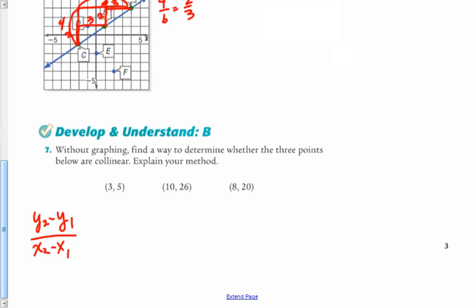And so we're going to check out these points here. So I'm going to use these 2 first. I'm going to do 26 minus 5. I'm going to divide that by 10 minus 3. And that equals 21 over 7, which is 3.